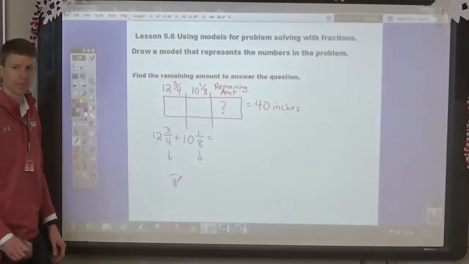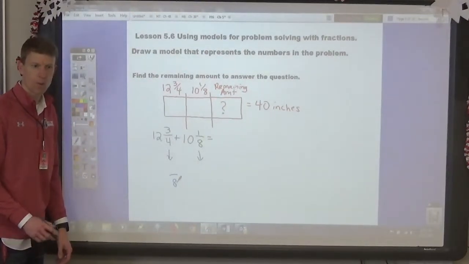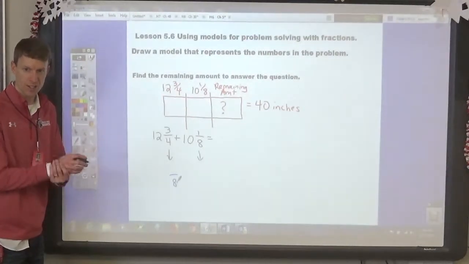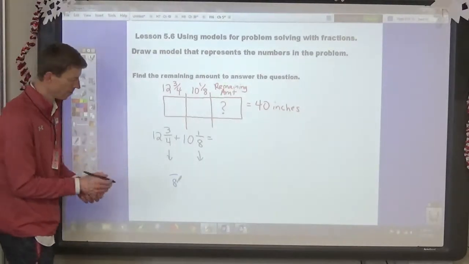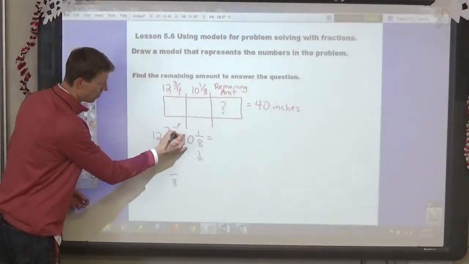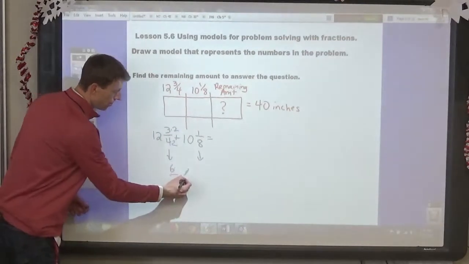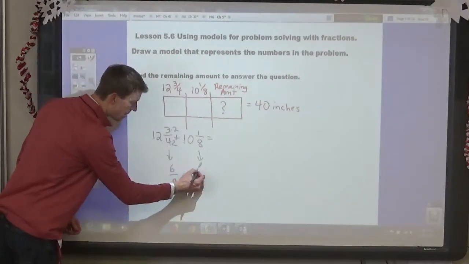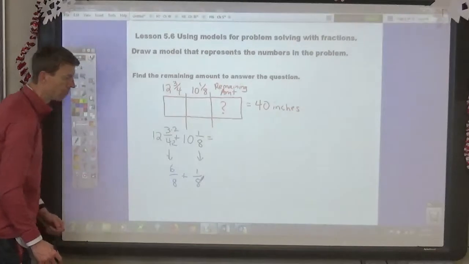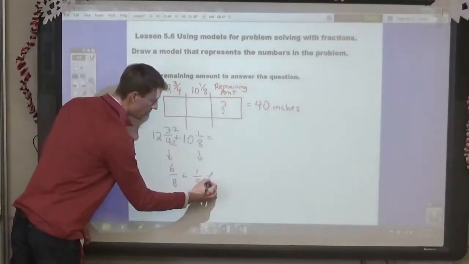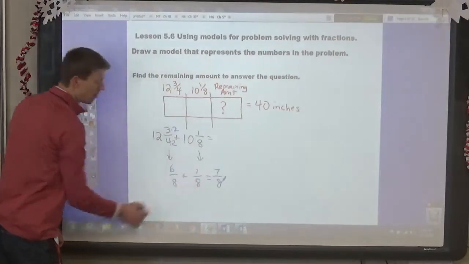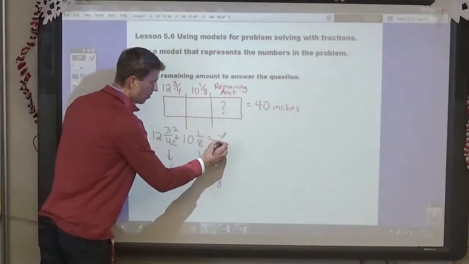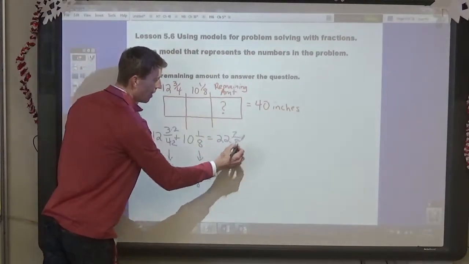What would we do? And you should be doing this in your notes. Will? So you times the 4 by 2, so it's 6/8. Good. So it's 6/8 plus 1/8, which is 7/8. Adding the fractions. And then add the whole numbers. 22 7/8. Shania? 22 and 7/8. Good.